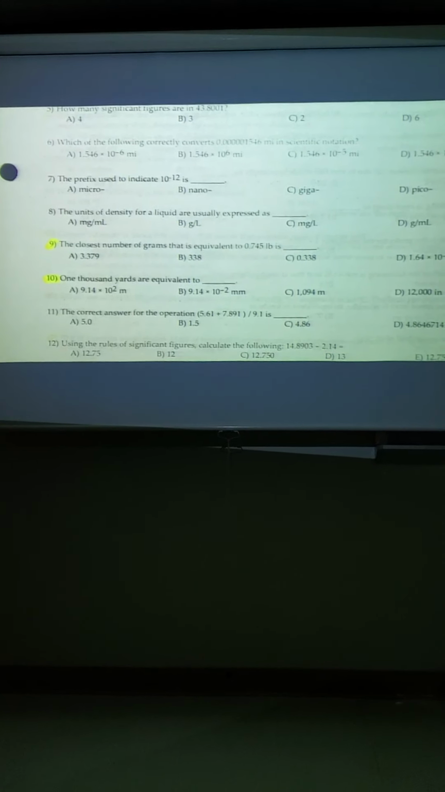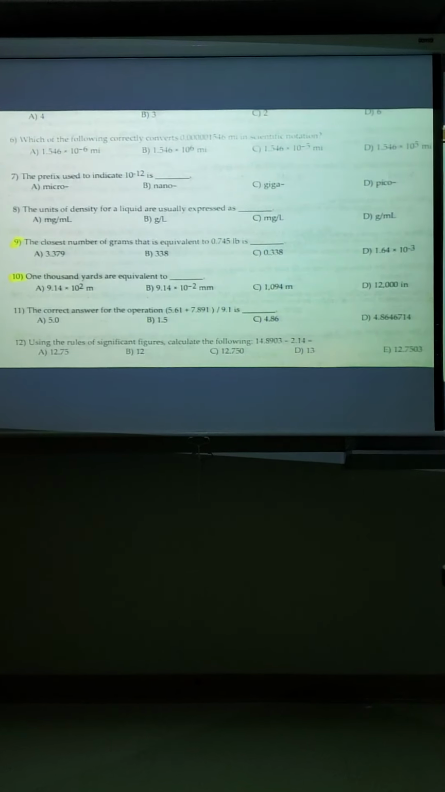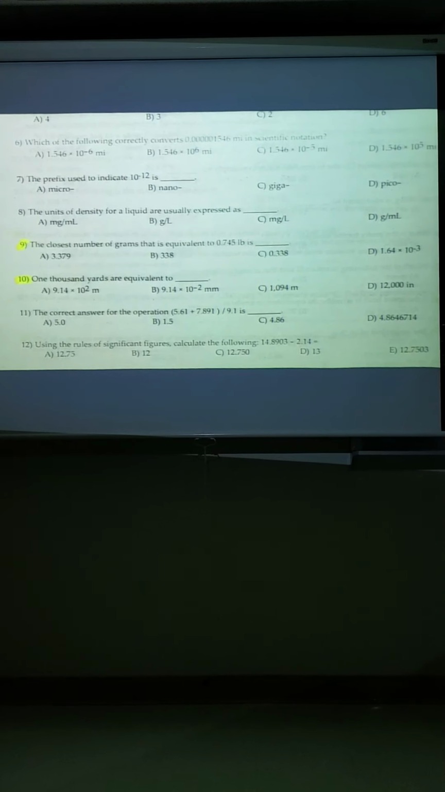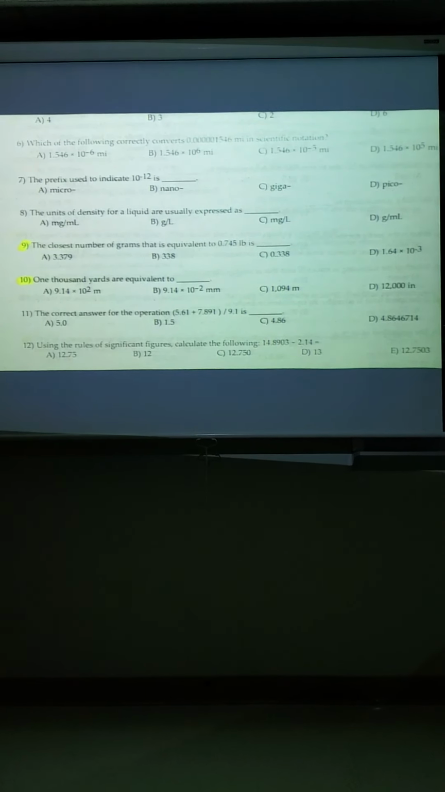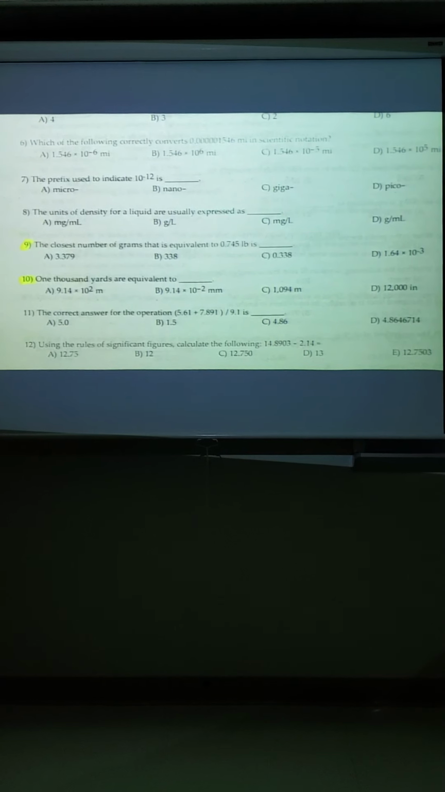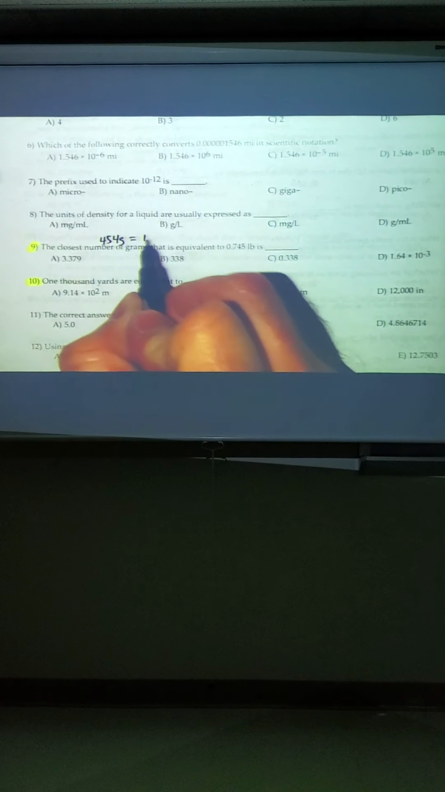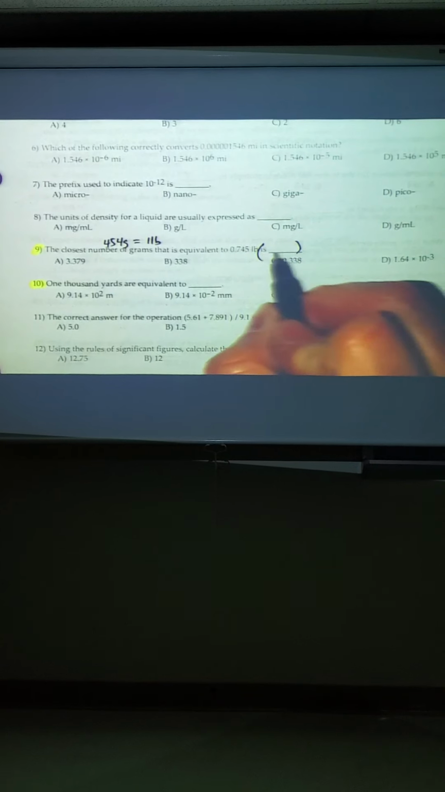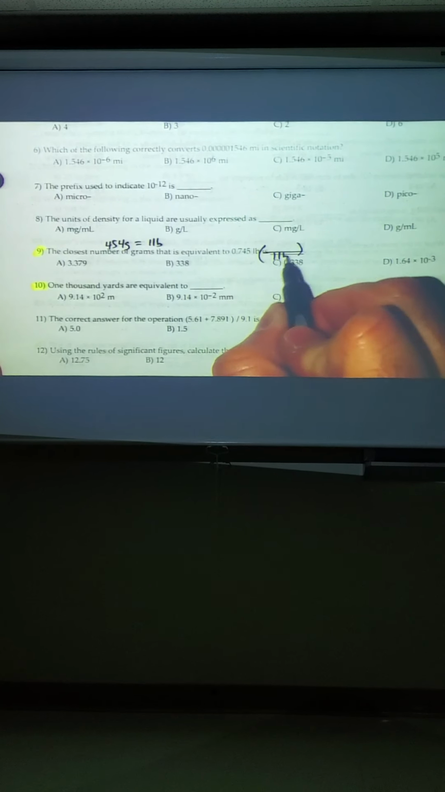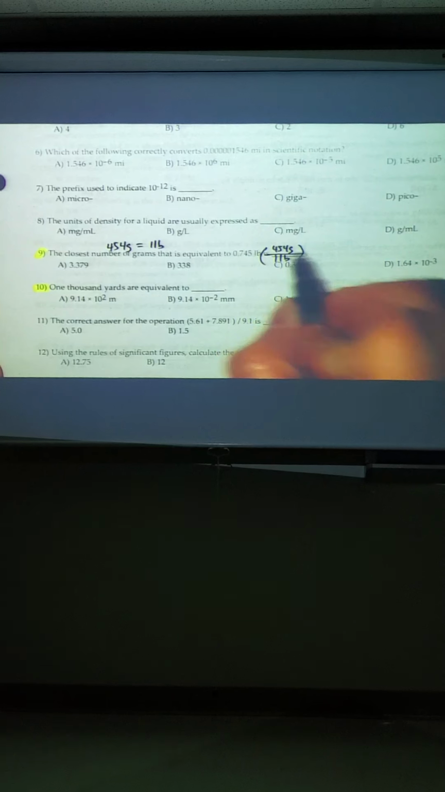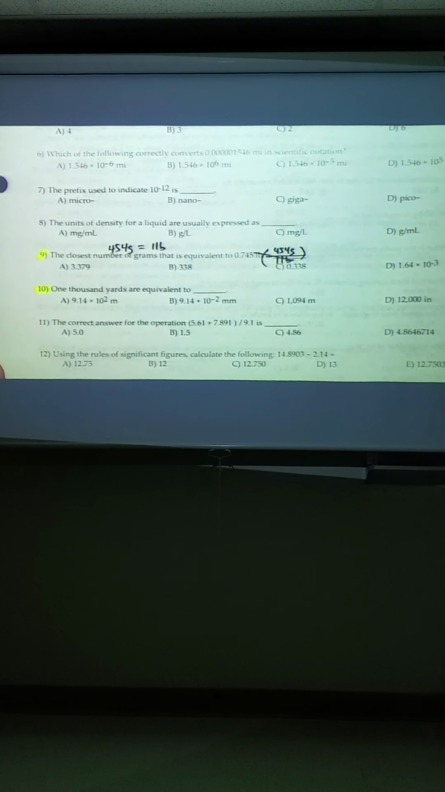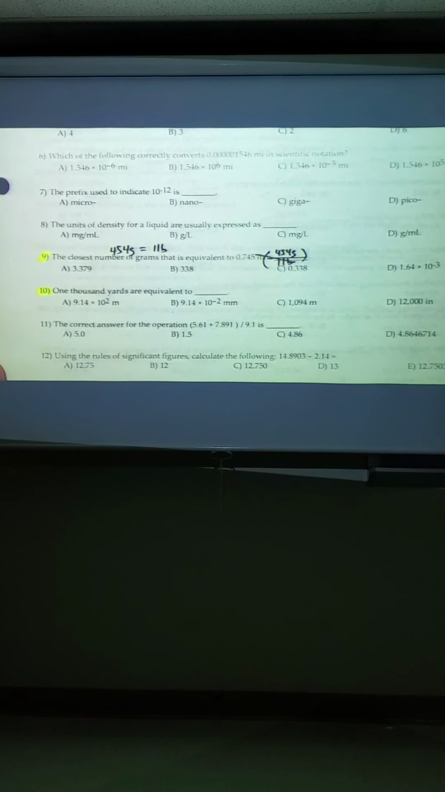Number 9 says the closest number of grams equivalent to pounds. It's important to know how many grams are in a pound. That was in the lecture notes itself. What we know is that there are 454 grams per 1 pound. So if we know 0.745 pounds is there, we can just use a conversion here and say that 1 pound is 454 grams. Pounds cancel. That numerator denominator idea is going to be carried through the rest of our semester.